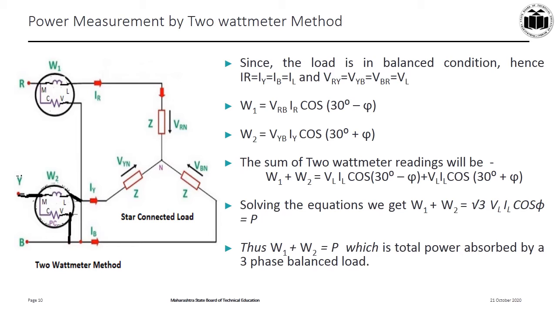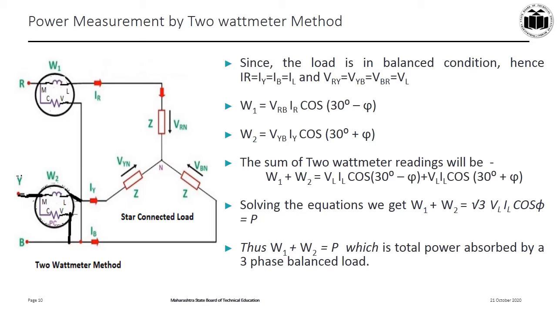The load is considered as an inductive load, but it is a balanced load. In this circuit, the phase current lags behind their respective phase voltages by an angle phi. The power measured by 2 wattmeters, that is the sum of 2 wattmeter readings, is equal to root 3 VL IL cos phi, which is the actual power consumed in 3-phase balanced load.